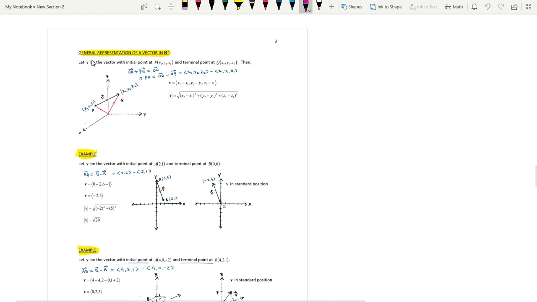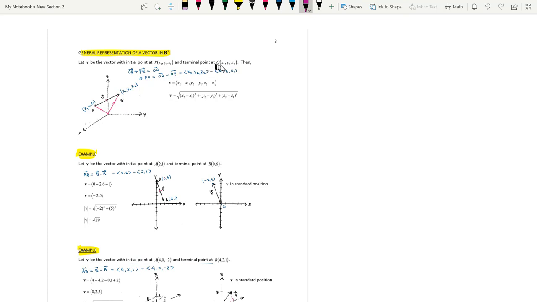Now the general representation of a vector in R3. Suppose you have a vector V whose initial point is P and terminal point is Q. For this triangle, we can write OP plus PQ equals OQ. And we need to find PQ. So PQ would be OQ minus OP.